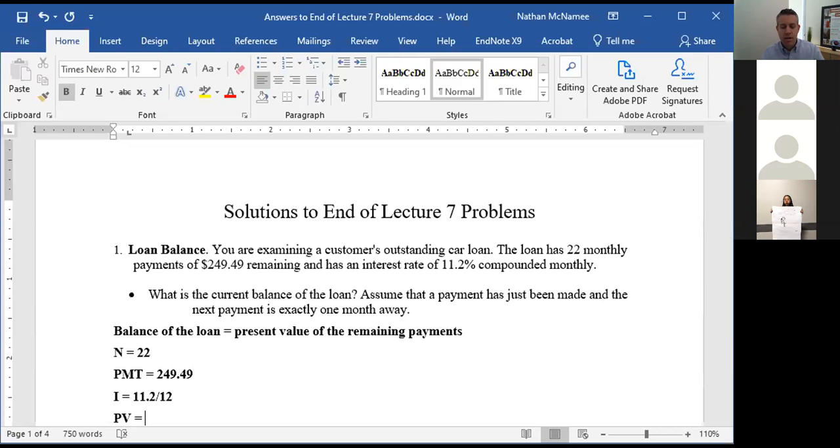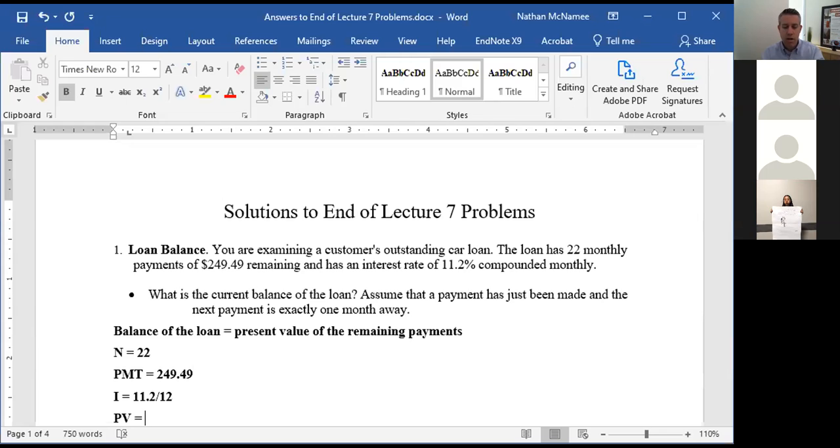Now I'm going to hit the I over Y button. You can see I over Y now equals 0.93333. That way the calculator stores all of the decimal places way past 4 decimal places. So you're going to want to do the calculation 11.2 divided by 12, hit equals, and then immediately hit I over Y, and it'll store the full unrounded version of the number.